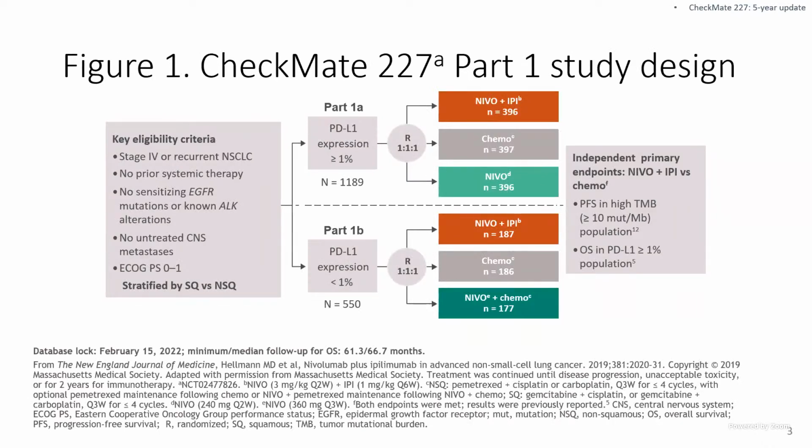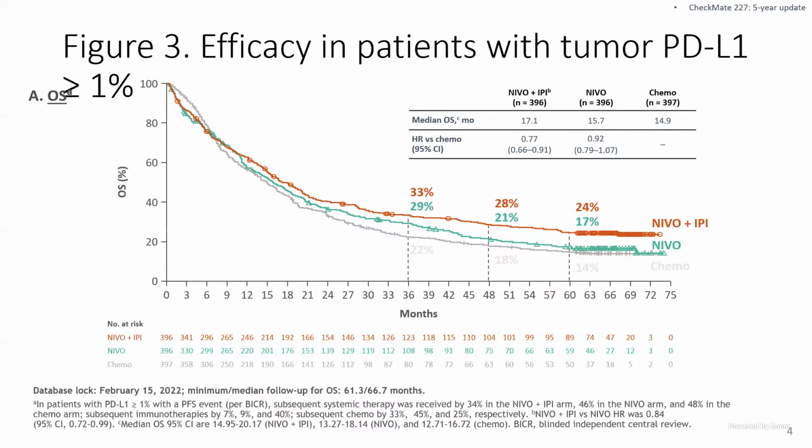So CheckMate 227: the patients with stage 4 NSCLC with no prior systemic therapy, no EGFR and ALK, no untreated CNS mets, PS 0 and 1 were taken, and PDL1 more than 1% and less than 1% made 2 cohorts, 1A and 1B, and they were randomized. The primary endpoints were overall survival and progression-free survival.